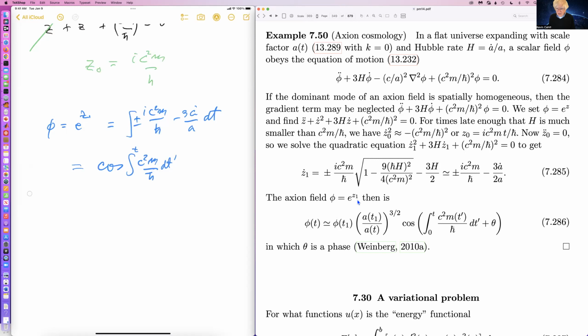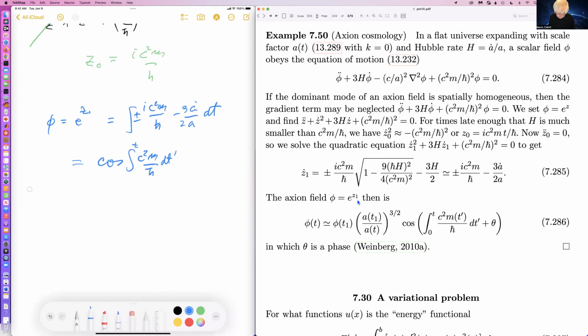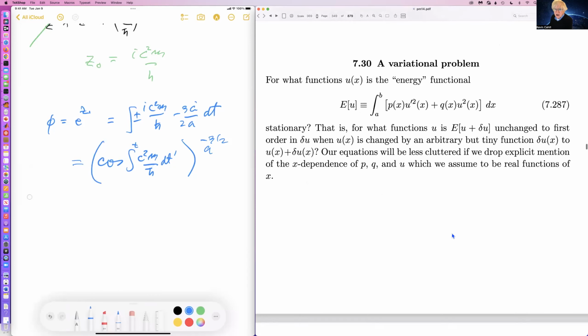And that gives us then, and there's a 1/2, which I left out. And so this gives us all of this times a to the 3/2, and then you evaluate that at t1 and t, and actually there's a minus sign, so it's the minus 3/2. Anyway, what you get then is this expression for an axion field. This is from Weinberg's book on cosmology.